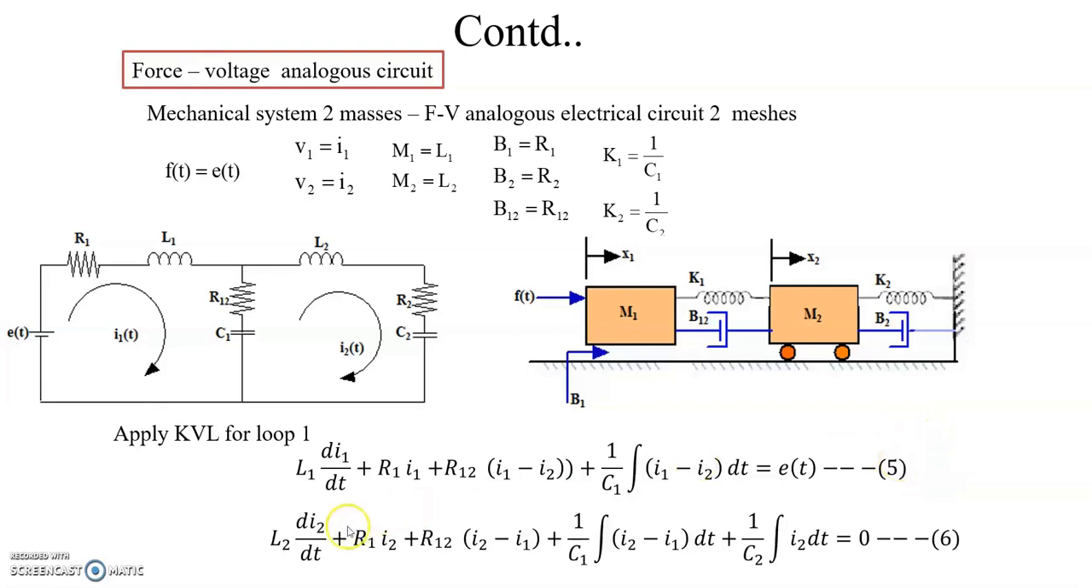Next, applying KVL at loop 2: L2 into di2 by dt plus R2 into I2 plus R12 into I2 minus I1 plus 1 by C1 integral of I2 minus I1 into dt plus 1 by C2 into integral of I2 into dt is equal to 0. We name it as equation number 6.